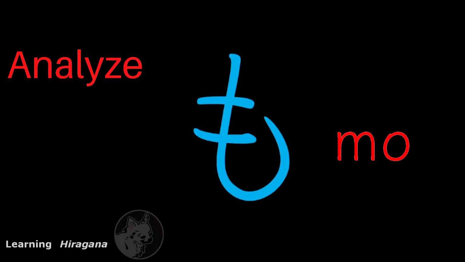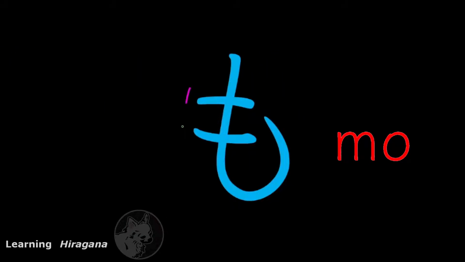This is mo. It has 3 strokes, 1, 2, and 3. The first stroke starts from the left, goes across to the right like this, and ends here. The second stroke, like the first stroke, starts from the left, goes across to the right, and ends here. The third stroke starts from the top, goes down, and crosses with the first and second stroke, and goes upwards like this, and ends with a slash like this.